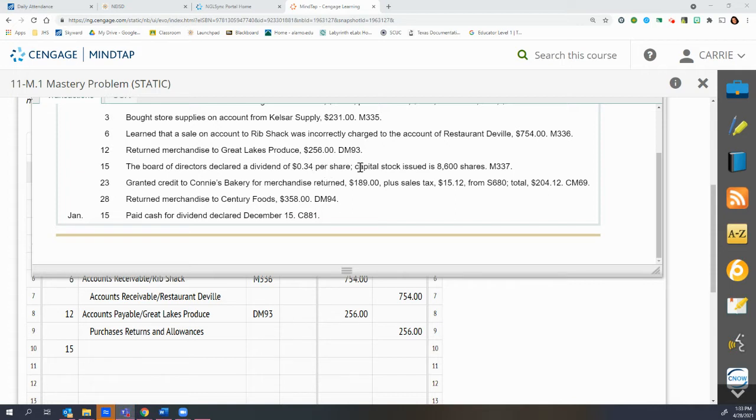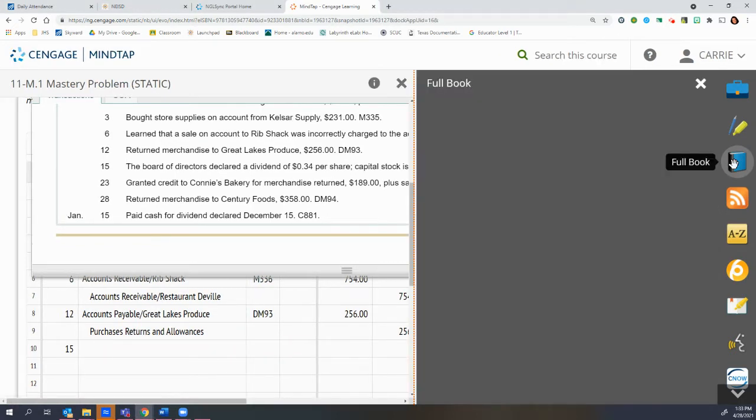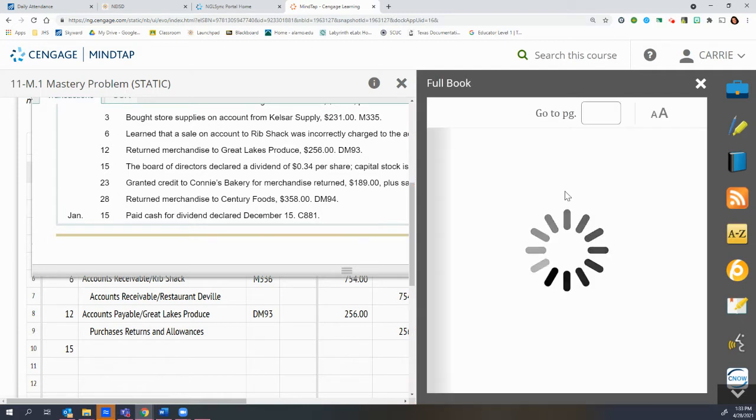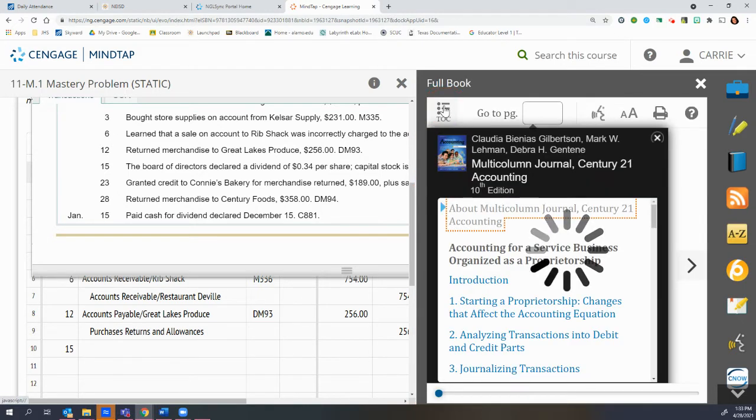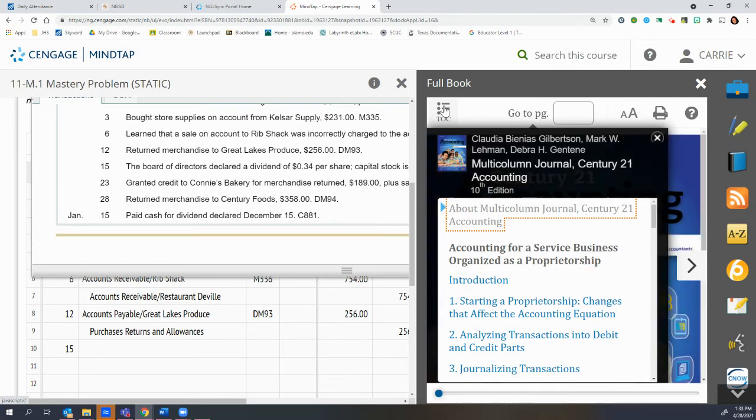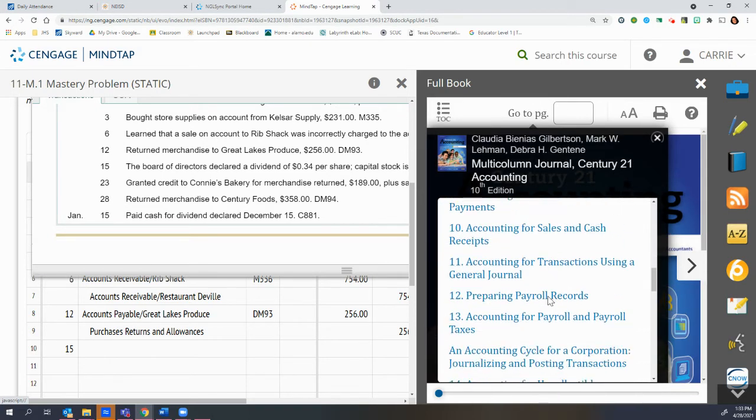Declared a dividend for 34 cents per share, capital stock issued. Okay, who knows how to do this one? Because it's not coming to my brain. What did y'all do? Do y'all remember? I can look at the book just like y'all can, but I just can't remember. We haven't declared a dividend in so long.